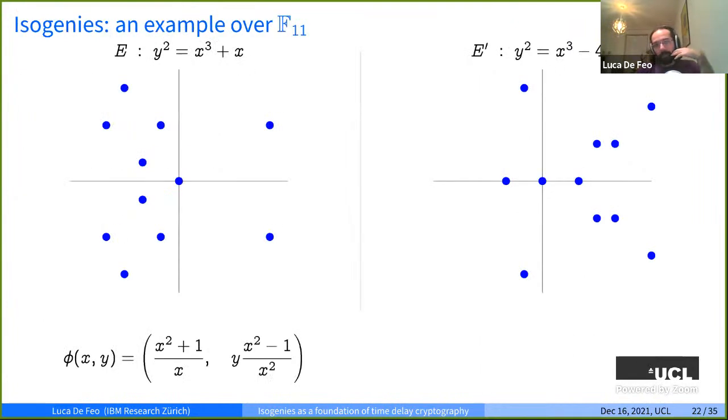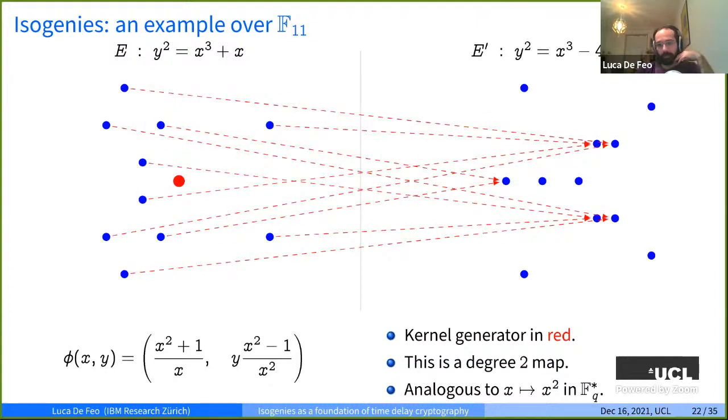What does an isogeny look like in practice? This is what we will need to know for our protocols. An isogeny is just a bunch of polynomials, a bunch of rational fractions, more precisely. So in this example, you see two elliptic curves over the finite field with 11 elements. And this polynomial mapping you see in the bottom left corner is an isogeny. It is an isogeny which acts like this on the points of the elliptic curve.